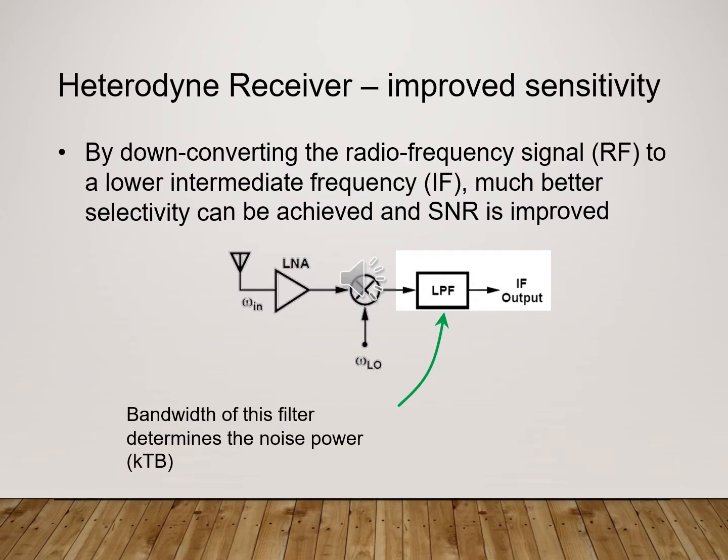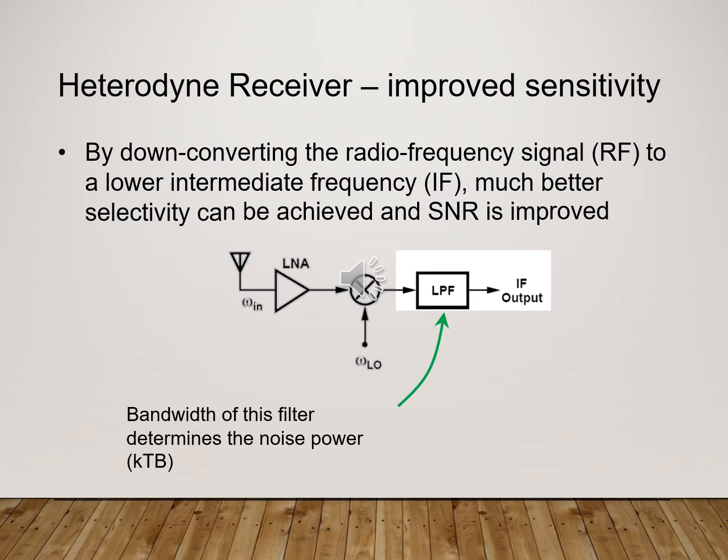Instead of using the direct connections, we can use what we call the heterodyne receiver. It is commonly used and standard. It is used in addition to solve the problems of channel selection. So we added the mixers to the LNA, then we added the filters. The bandwidth of this filter determines the noise power kTB.